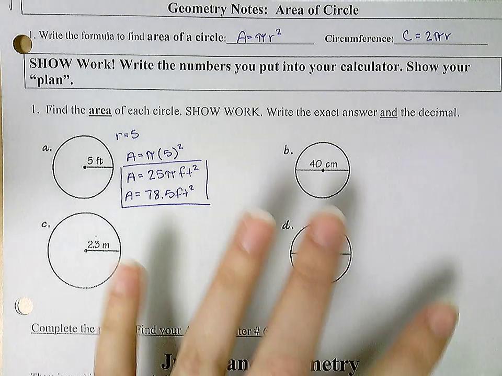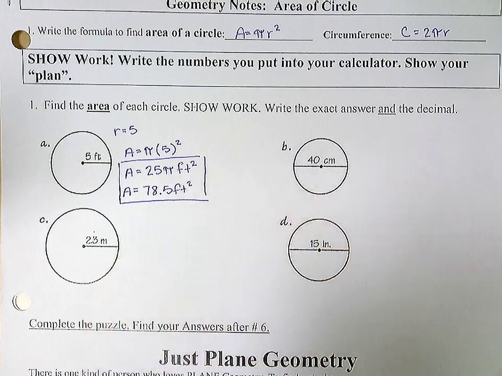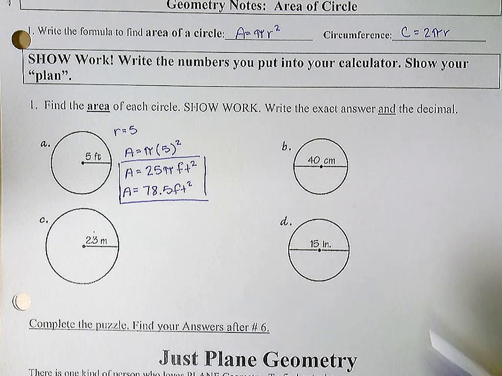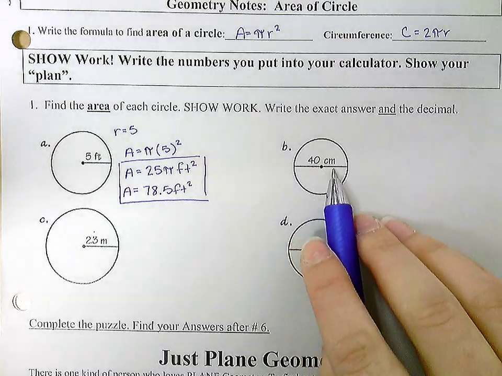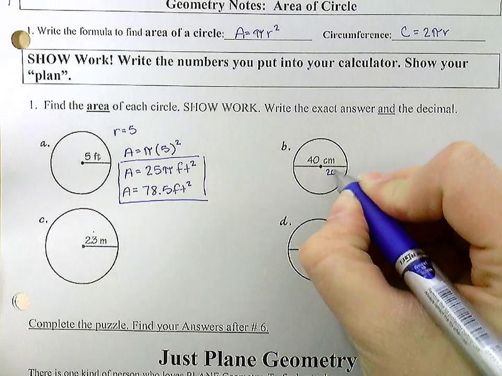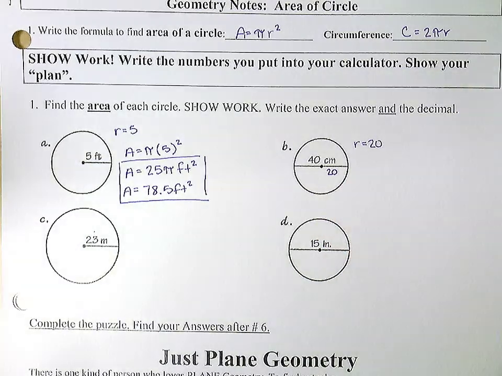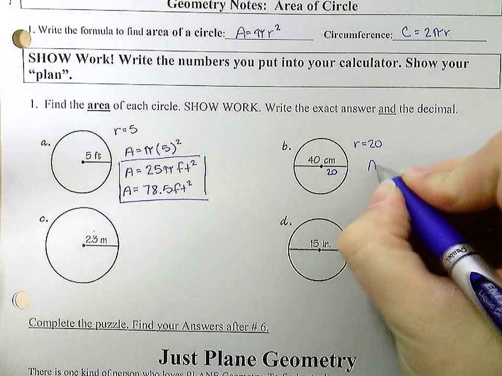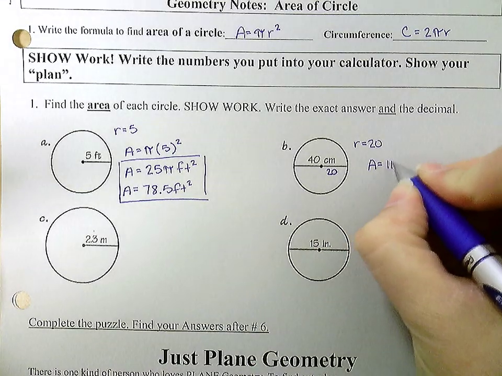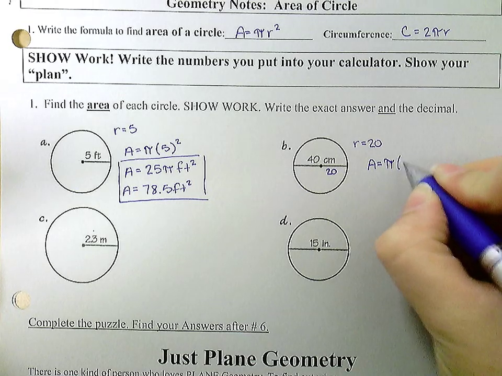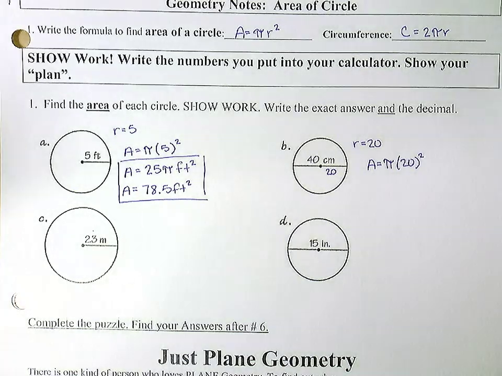Okay, then letter B. This one, still finding the area, however, we are given the diameter. Okay, we cannot plug the diameter into the area formula. You need the radius. So to get the radius, just divide that diameter by 2. So our radius is 20. So now we can plug in 20 for r in our area formula. So we have pi times 20 squared.